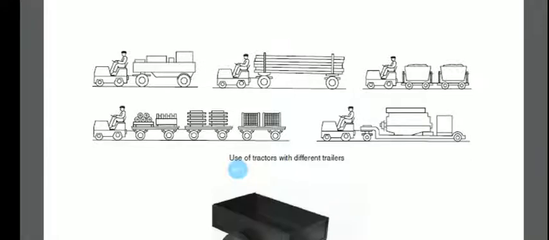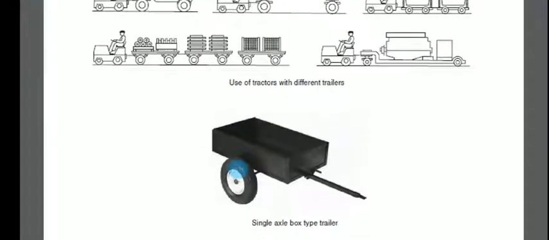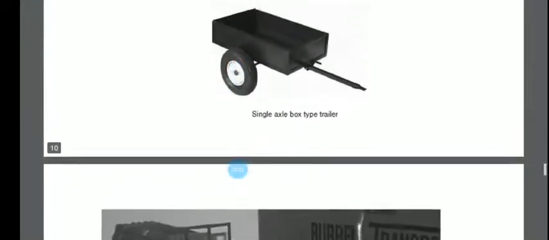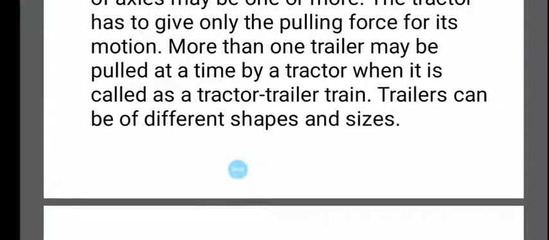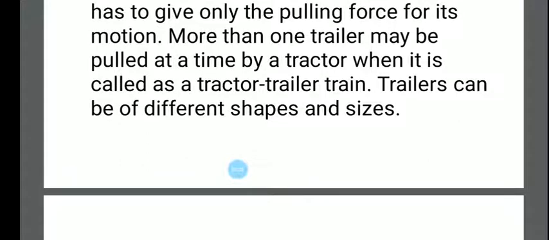This is another larger size, and this is a single axle box type of trailer. More than one trailer may be pulled at a time by a tractor, when it is called a tractor trailer train. More than one trailer will be mounted for the job, and the trailers can be of a bit different shape and size.